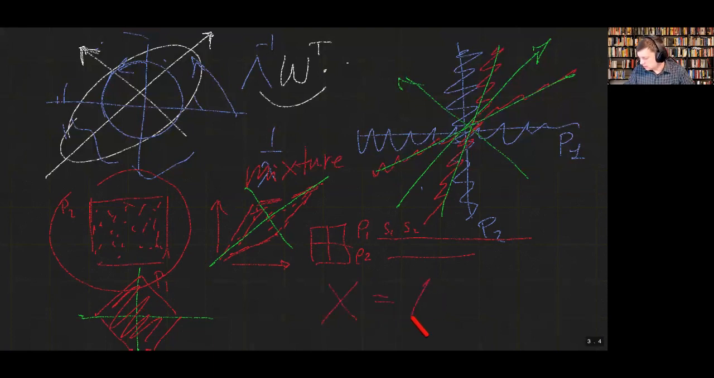Ambiguities, well, there is a sign ambiguity: you can multiply each one by -1, and you'll still get the same answer. There is a magnitude ambiguity: you can multiply A by 1 over lambda and multiply S by lambda, and you can still get the same X. There is a permutation ambiguity: you can permute the rows of S and you permute the columns of A, and you'll get the same X. But there is another ambiguity with the Gaussian distribution.